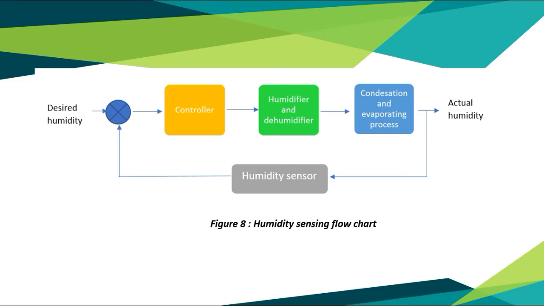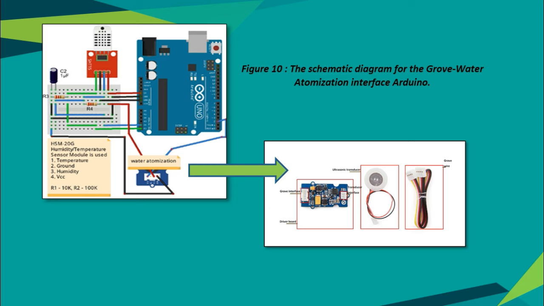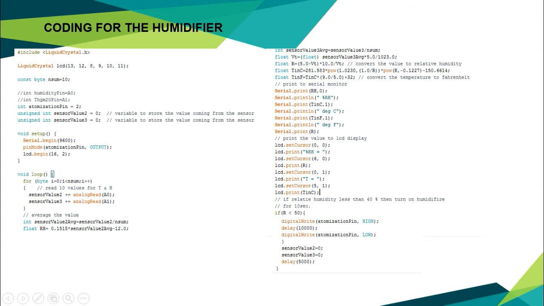For humidity, we decided to use the closed-loop feedback control system, where the output response depends on the value of humidity that had been set. From this, we can see that the actuator is the humidifier and dehumidifier, the process is the condensation and evaporation process, and the sensor is the humidity sensor. This is the schematic diagram for the humidifier that interfaces with the Arduino. The hardware part for the humidifier is still pending because we are still waiting for the grow water optimization that we bought online. This is the coding for the humidifier, and we declare the output pin for the grow water optimization at the pin.